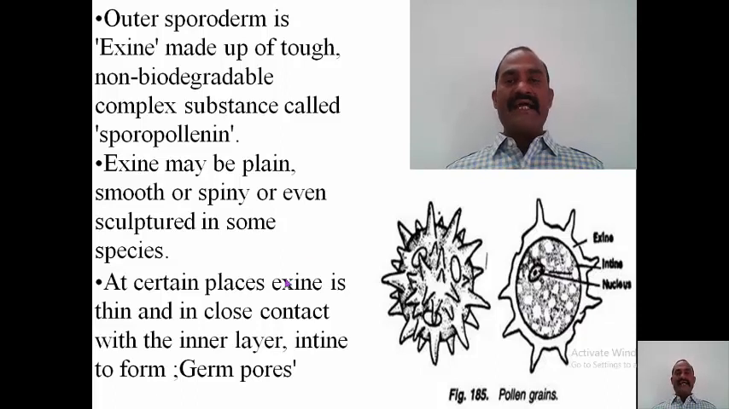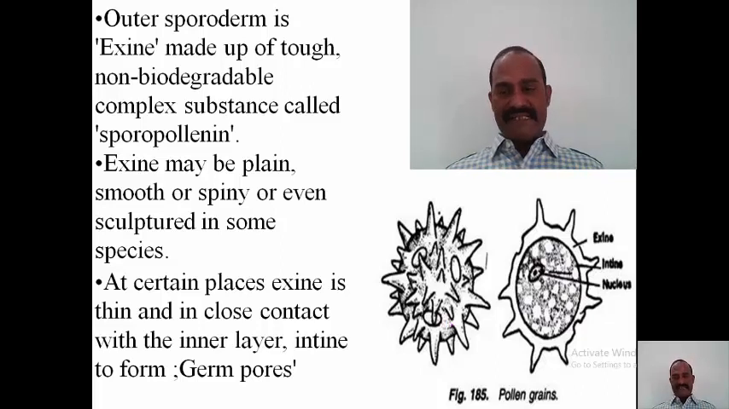Now exine may be plain as it is seen in monocot plants, or it may be spiny, or even many a time it is found sculptured. So smooth pollen grain or smooth exine is generally found in monocotyledonous plants, and spiny in dicotyledonous plants, or dicotyledonous plants may show sculptured pollen grains with exine.